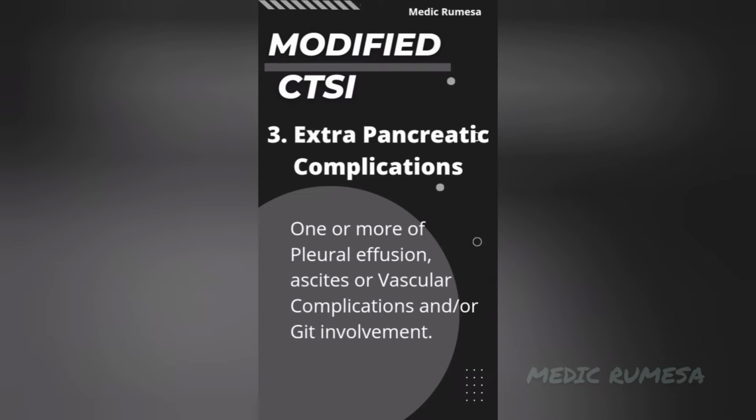GIT involvement is most commonly at the colon, especially at the splenic flexure. Gut involvement may be in the form of ischemia, wall thickening, or obstruction. Ischemia may be due to the mesenteric vascular involvement. As you know, the splenic flexure is in the watershed area, so it is most prone to ischemic changes. So these are the bases of the modified CT severity index.